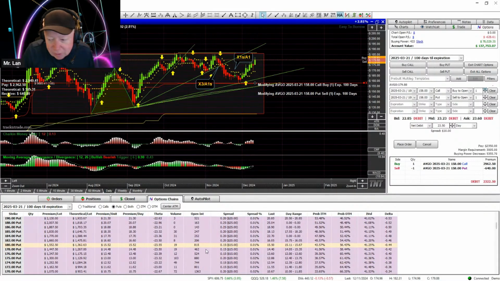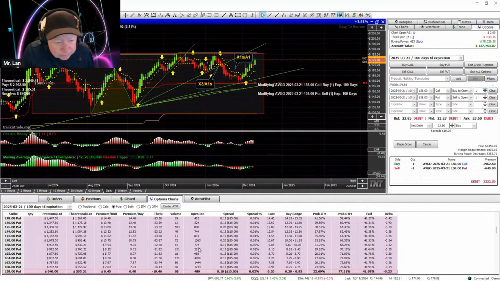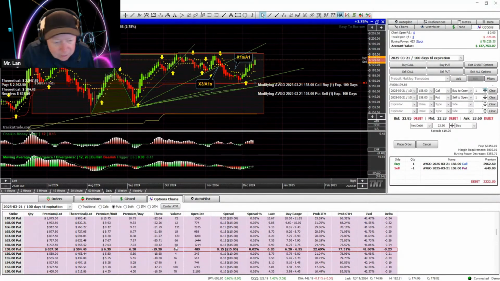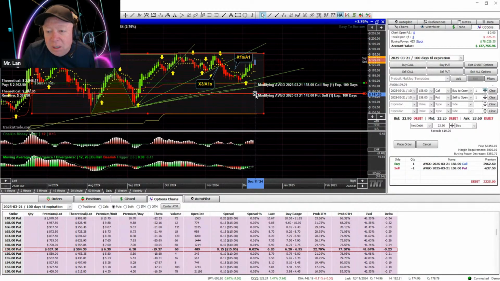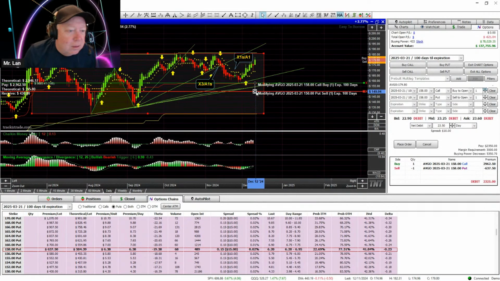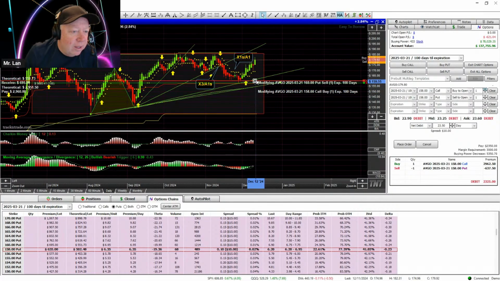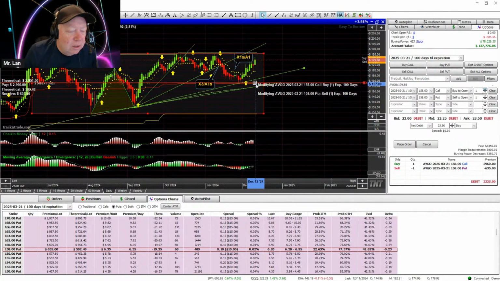So let's come in here and look at the puts. Now, the problem we've got here is they're not giving us nearly as much money on the put as what we're paying on the call. That's not fair. That skew is awful. That call option is really expensive and the put option is really cheap.